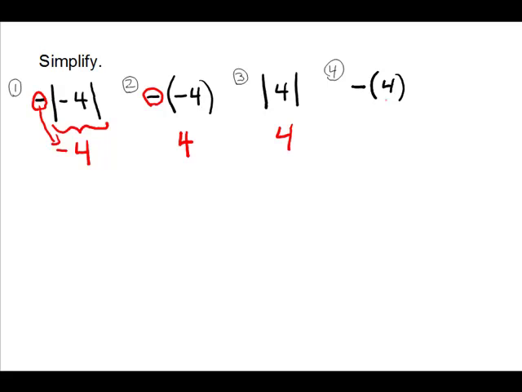And the fourth one, notice these are curved. Curved has no special meaning, it's only holding the number inside. So read the outside sign as opposite of. So opposite of 4 gives us a -4.